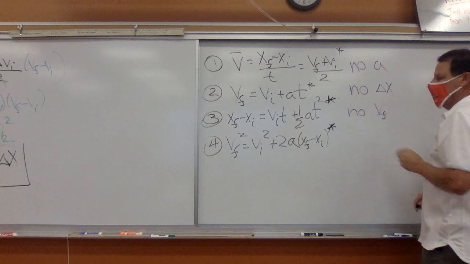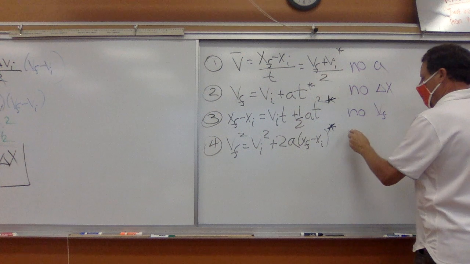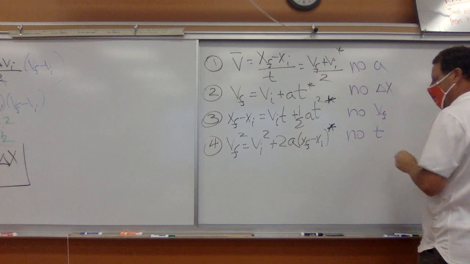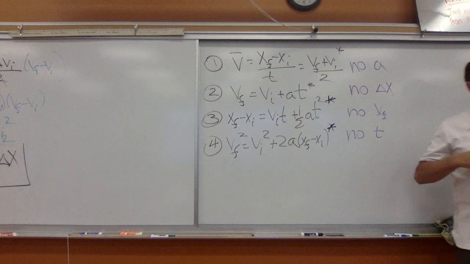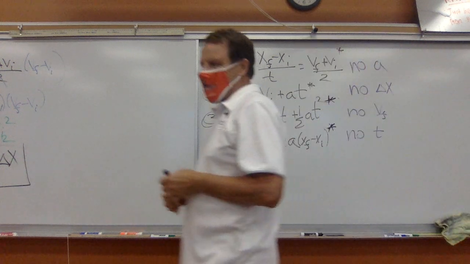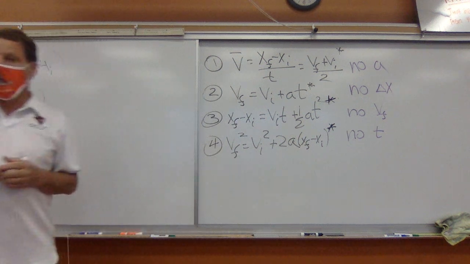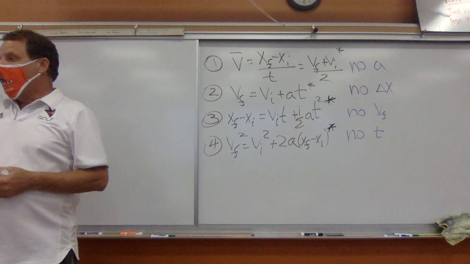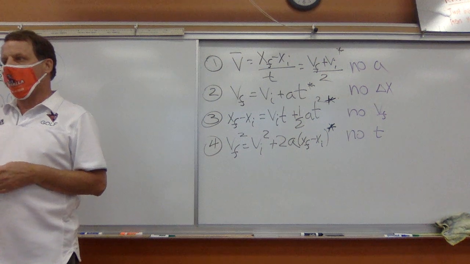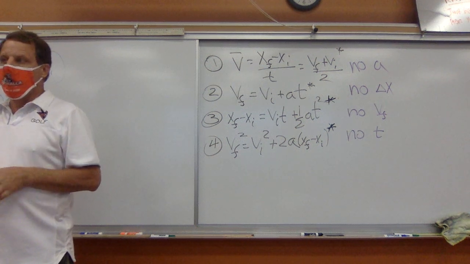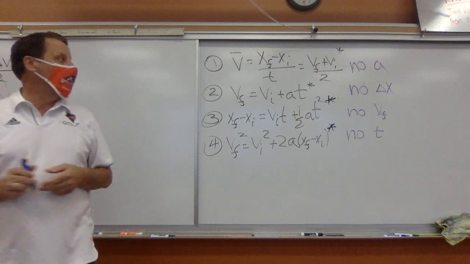There is no v final in the third equation, and there is no time in the fourth equation. Okay, so that is really what those equations are. Usually what's going to happen in these types of equations is they are somehow going to give you three variables, and if they give you three variables, then you can solve for the fourth.